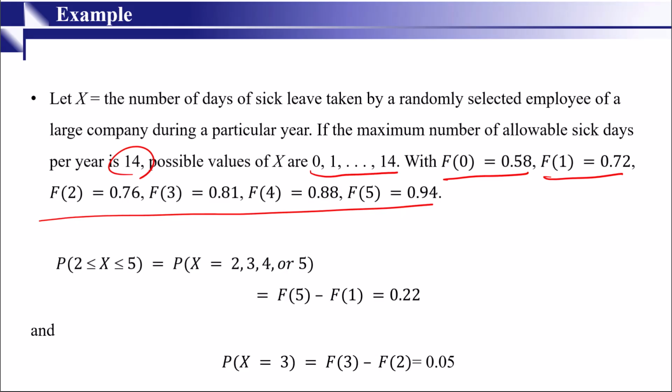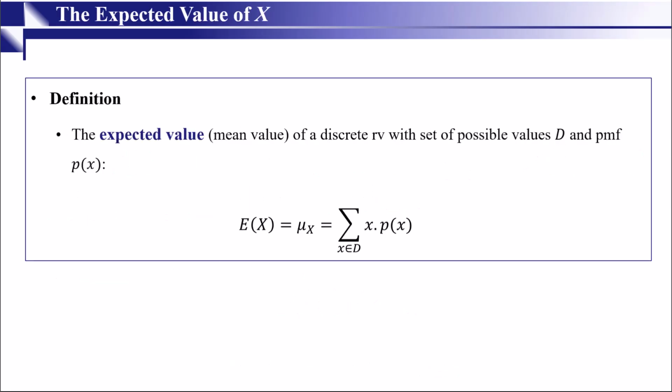can calculate probability of X between 2 and 5 is equal to probability of 2, 3, 4, and 5, right? Is equal to probability of 5 minus probability of 1, right? Just B for 2. B for 2, so we can get 22, right? And probability of X is equal to 3 is equal to probability of F3 minus probability of 2, right? So you get 0.05, right? In this way, we can calculate it.